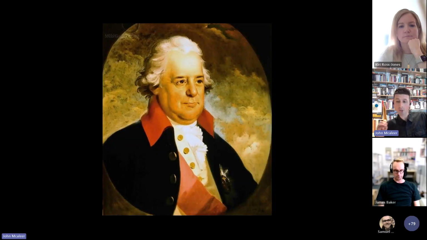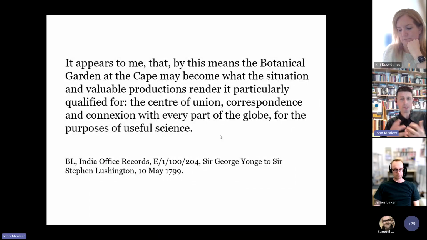So just as Sir Joseph Banks envisaged Kew as, quote, a great botanical exchange house for the empire, Young envisaged something similar for the Cape. He wrote to Sir Stephen Lushington in May 1799, expressing his belief that as governor of the Cape, "it is my duty and my intention to restore and improve the botanical gardens here." And his plans were linked to wider questions of what purpose the Cape might serve as a hub of empire.